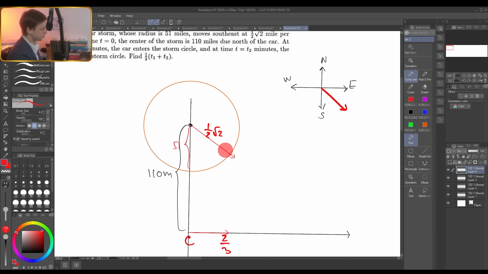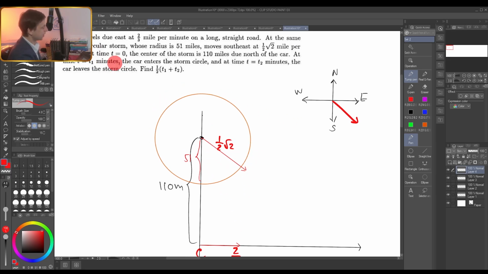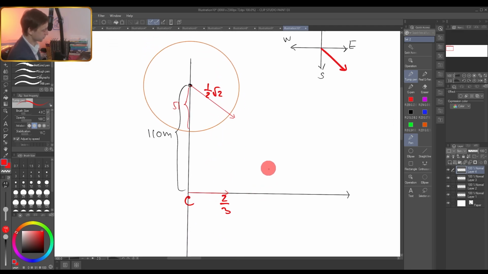In this case, we also have directions. So it means that we have even vectors, so we can speak about velocities. And the main question: at the time t equals t1 minutes, the car enters the storm circle. How does it happen? The storm goes like this. The car goes like this. At some moment, the car goes into this circle, into the circular storm.